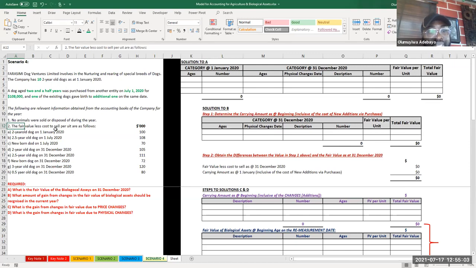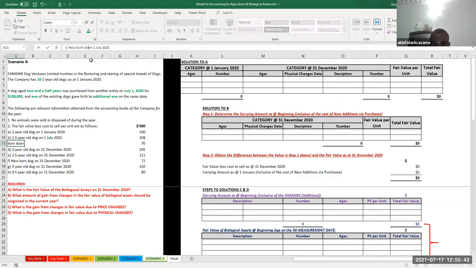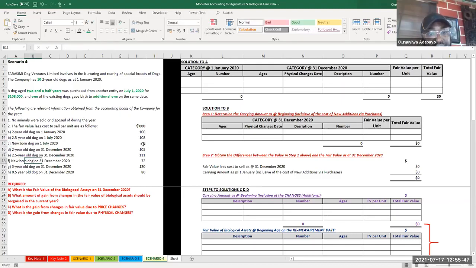2, that the fair value less cost to sell per unit of those dogs is as follows. For a 2-year-old dog, as of 1st of January, the fair value is $100,000. For a 2.5-year-old dog, as at the measurement date of 1st of July 2020, the fair value was $108,000. For a newly born dog, on 1st of July 2020, the market value is $70,000. As at end of the year, a 2-year-old dog is valued at $105,000. A 2.5-year-old dog, as at that reporting date, was valued at $111,000.